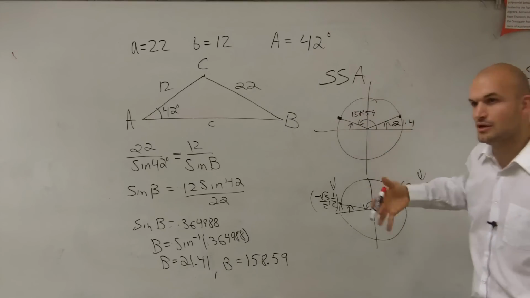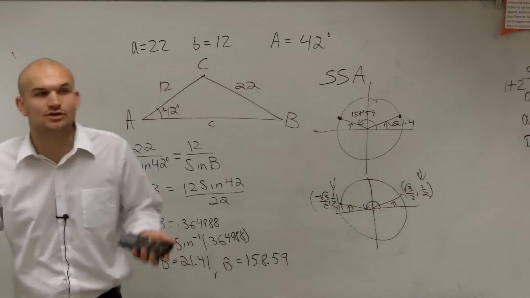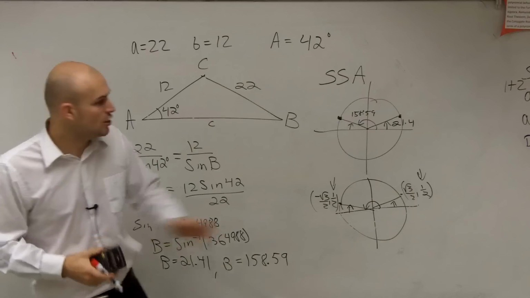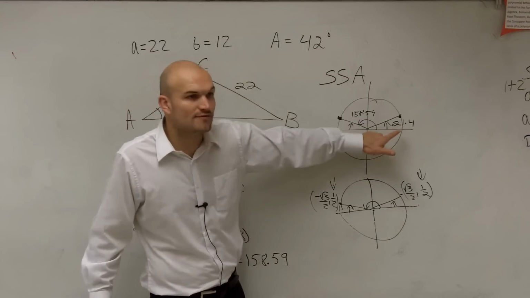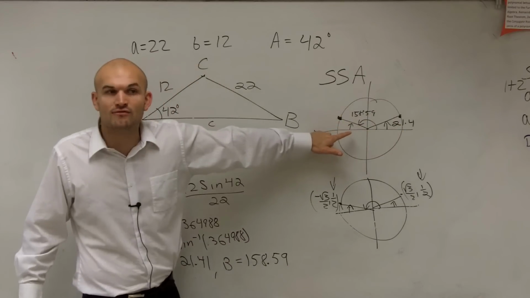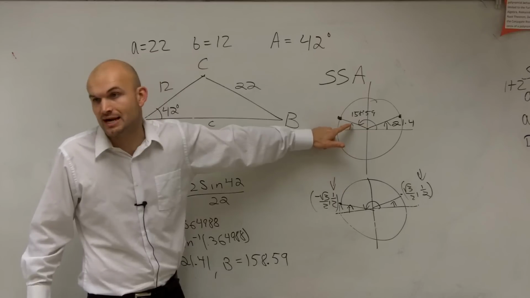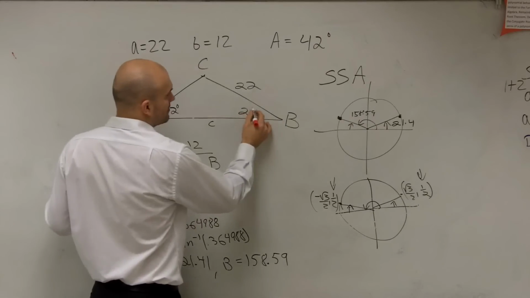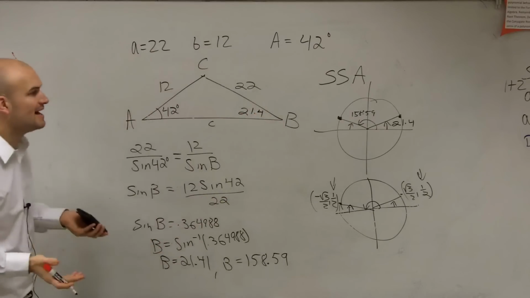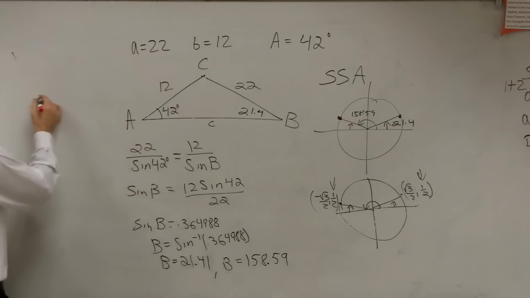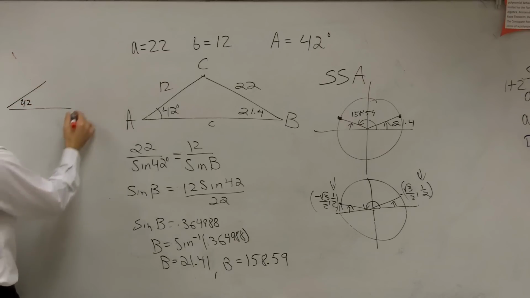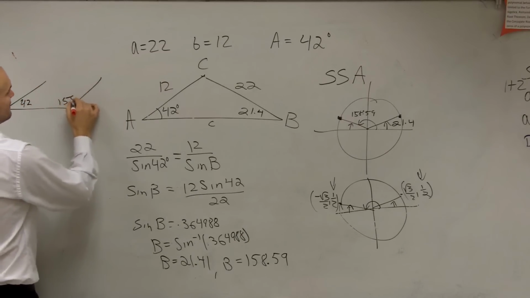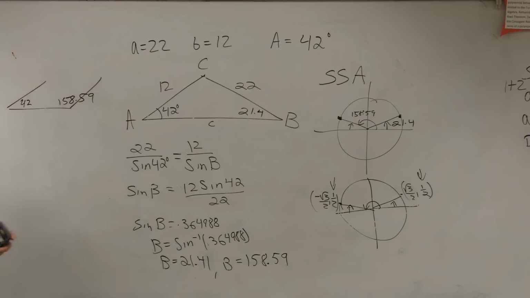So when you have side-side-angle, we have to make sure we look at this ambiguous case. We need to ask, is the angle 21.4, or could we also use the angle of 158.59? Well, let's pretend this is 21.4. But then let's take a look at what if B was larger. We know this is 42 degrees, but then it says it's 158.59. It's going to be an obtuse angle. Can we still create a triangle?